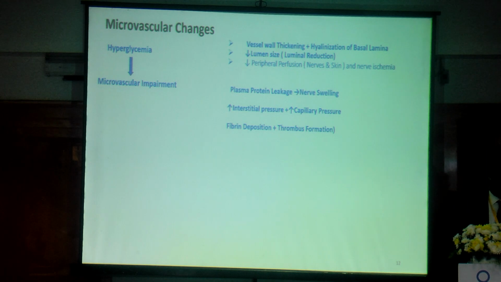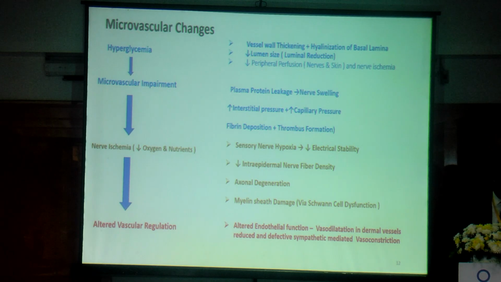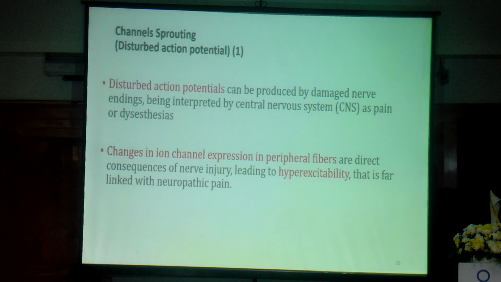So the microvascular complications contribute to vessel pathology, and also to ischemia and hemorrhagic alterations. This nerve ischemia causes decreased oxygen and nutrient levels, sensory nerve hypoxia, decreased electrical stability, decreased intraepidermal nerve fiber density and axonal degeneration, and myelin sheath damage via Schwann cell dysfunction. Apart from this, we get altered vascular regulation, altered endothelial function, vasodilatation in the dermal vessels, and defective sympathetic-mediated vasoconstriction, which is also one of the main factors.